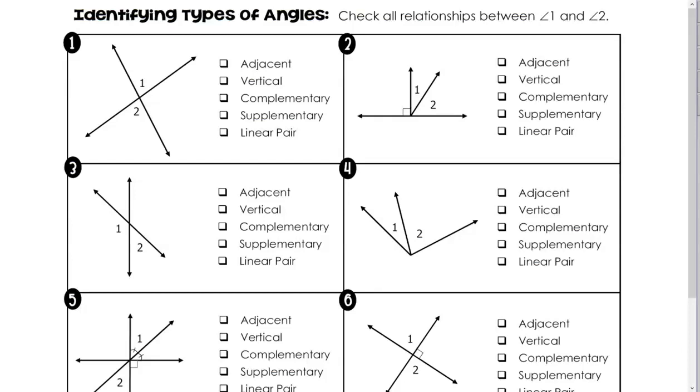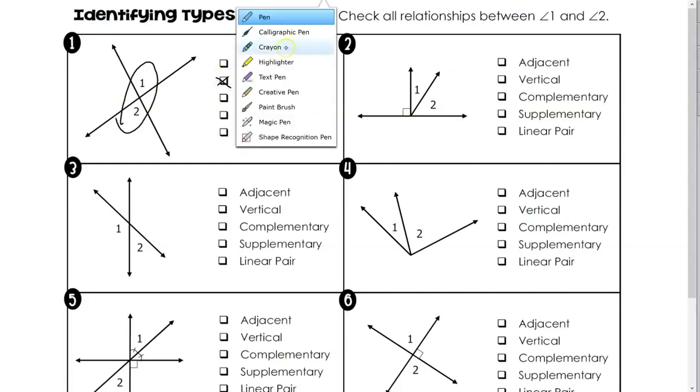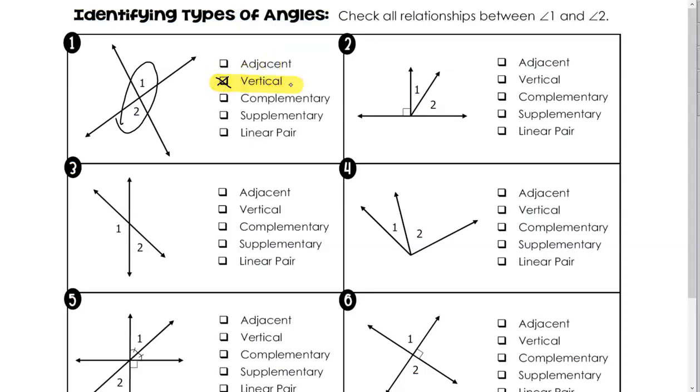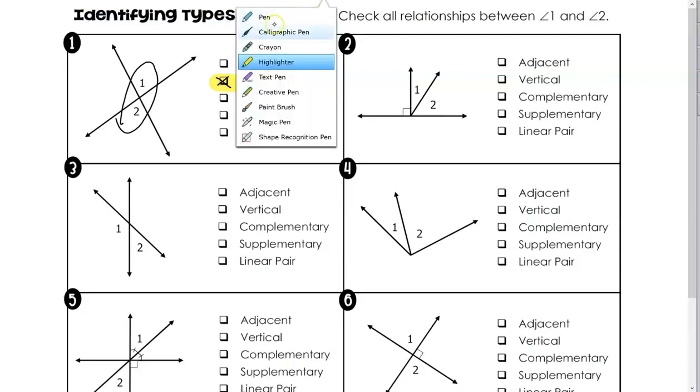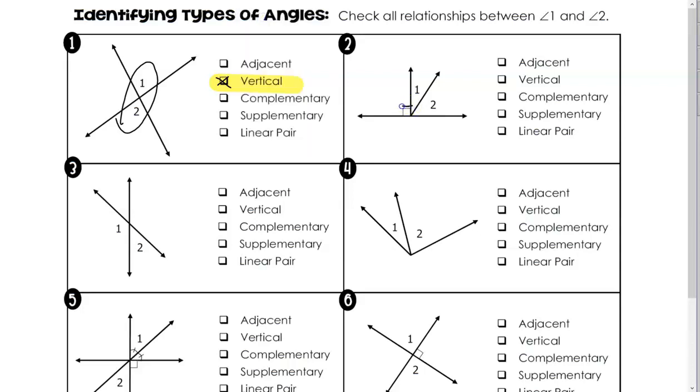All right, identifying types of angles. We're going to check all the relationships between angle 1 and 2. Now, right here, these are two angles that are opposite each other, and we call those vertical angles. So I'll tell you what, this is a vertical angle. For number 2, if this is 90 over here, that means this is 90 over here. And two angles that equal 90 degrees, they are called complementary.